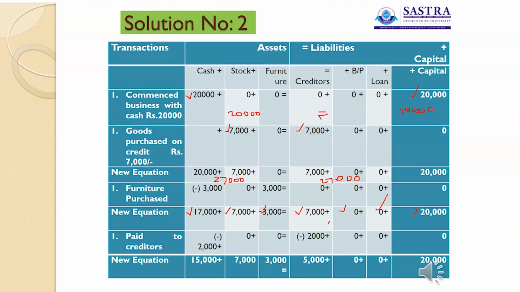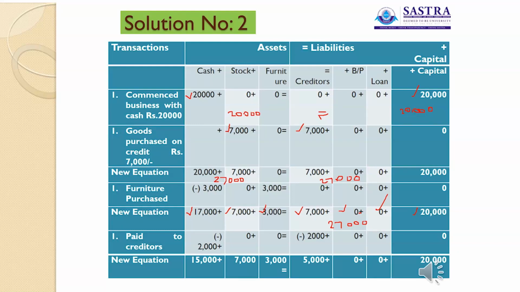So 7,000. Here 3,000, the same amount. Here 7,000 plus 0, here 7,000. Here 0, here there is no transaction. Here also there is no transaction. Here 20,000 plus 0, 20,000.